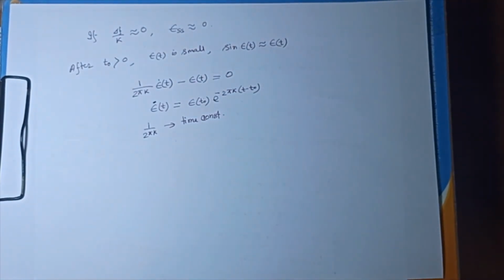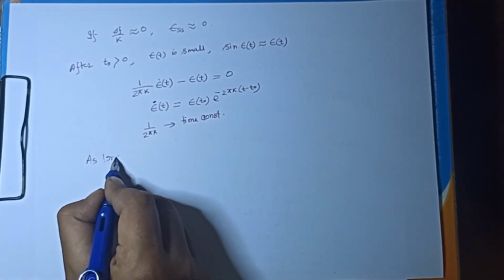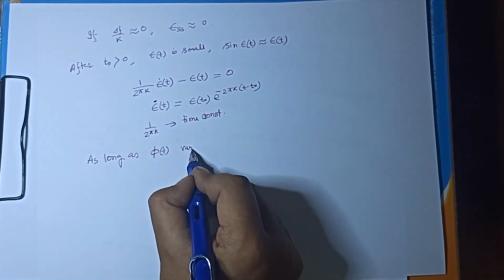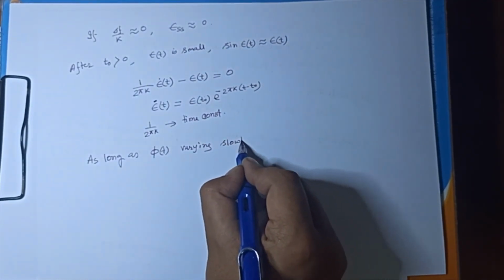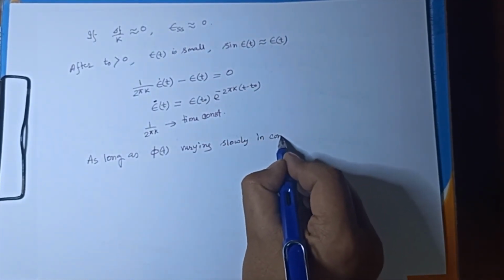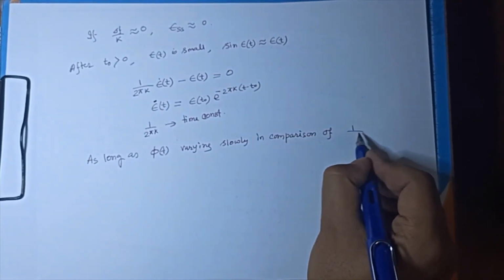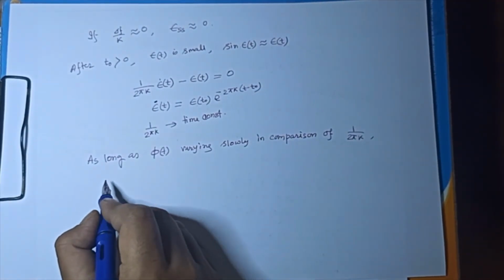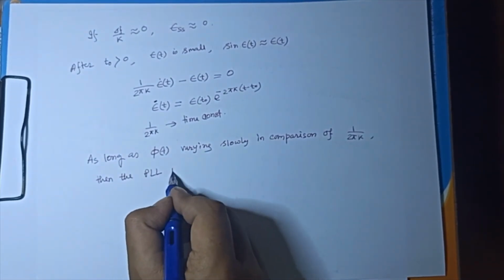So as long as this phi t varies slowly in comparison of 1 by 2 pi k, then this locking mechanism will work, then the PLL will work.